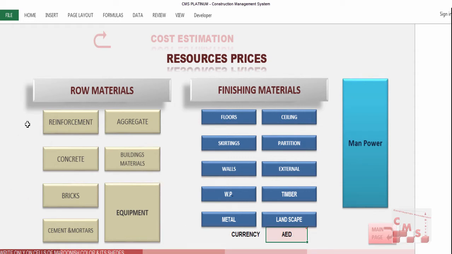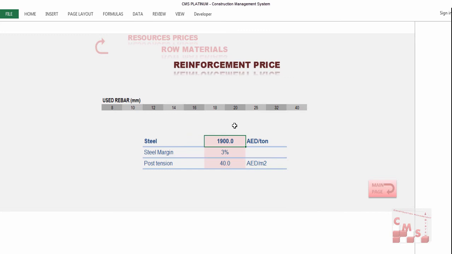So let's start. We'll go for reinforcement. We'll insert the prices for the steel and its margin. We'll consider here the common margin which can be used according to the site condition: 3%, 4%, 5% according to your site condition or according to your policy. And the price for the post tension, if you have a post tension in your project, so you consider here the post tension price per square meter. That's it. The used diameters are already inserted before in the quantity surveying, so you will not change them here. You will modify only the price if you require, according to the price in your location.